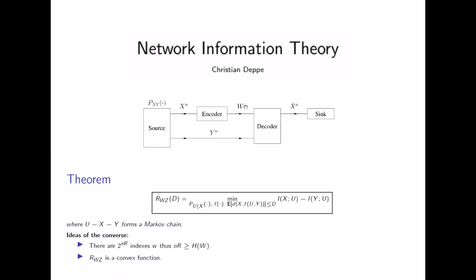The receiver receives Y^n and the index W, perhaps as a binary string or something like this. That's the reason why we measure the logarithm to the basis 2. The decoder sees both the W and the Y^n, and his goal is to produce an output sequence X hat of n in such a way that the expected distortion between X^n and X hat of n is less or equal D.